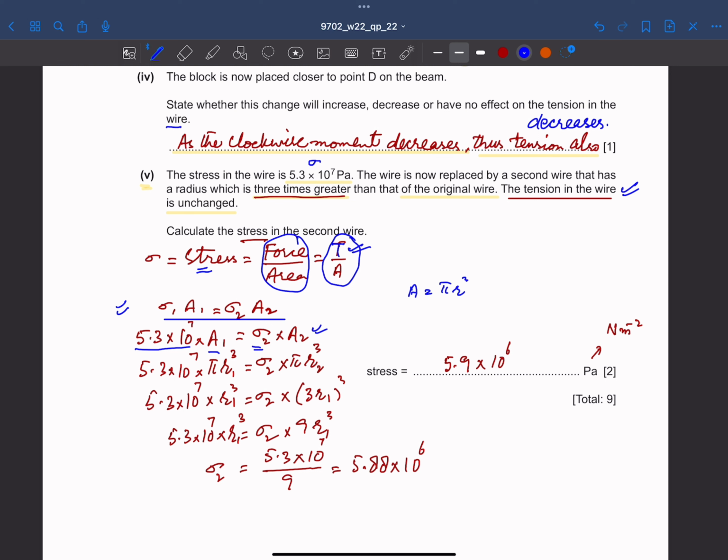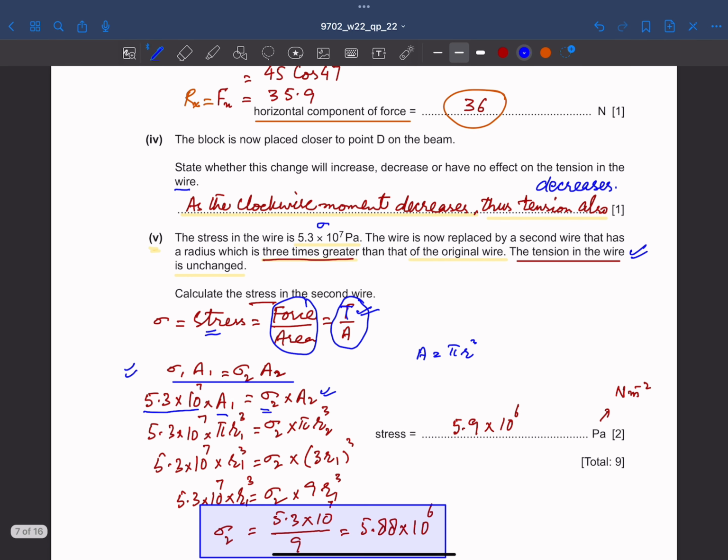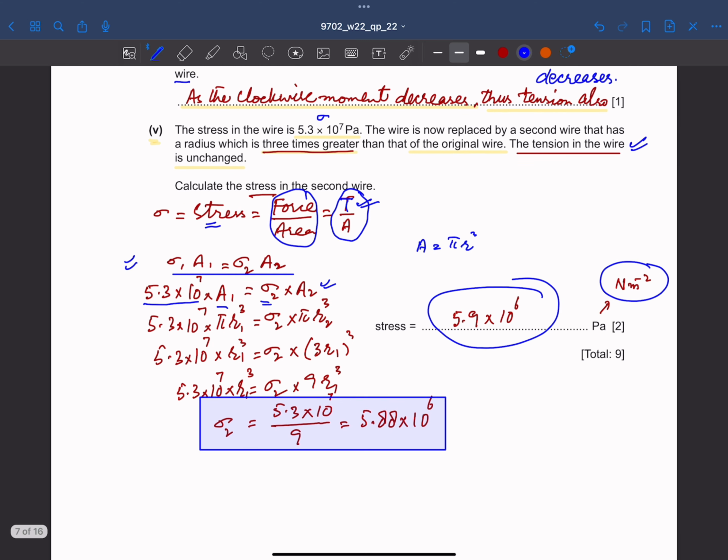So this is what we have, and the formula which you are using here is, as I said, a sort of comparison, and the area is giving us pi r squared for this wire, and ultimately you are getting this value, which is nothing but the value for the new stress. So this is what you have, 5.9 into 10 raised to power 6, and here you have the unit, which is Pascal, and you can also write in terms of Newton per meter square. So this is important.